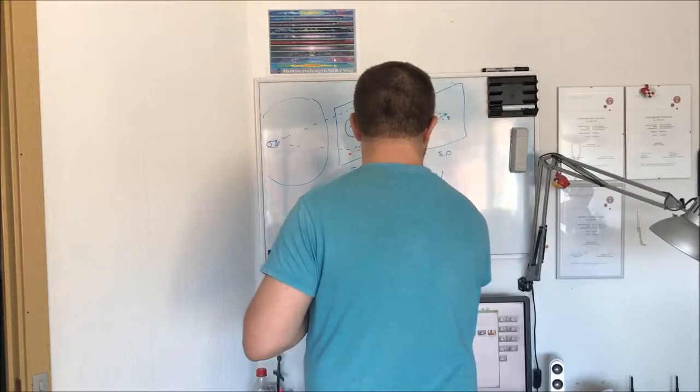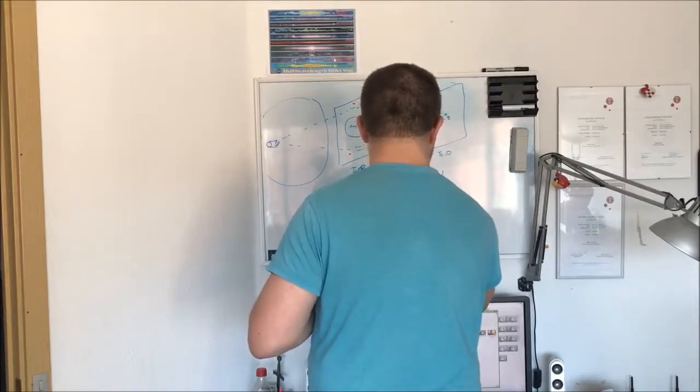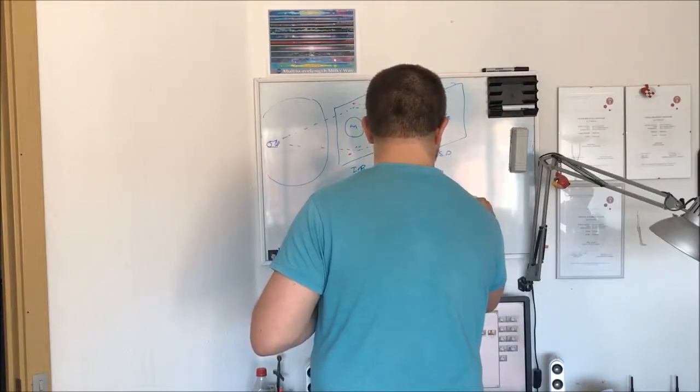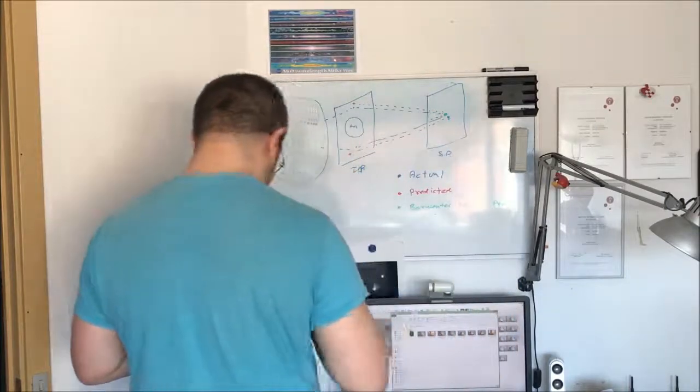So green is the barycenter of the source predicted. So it's still predicted. All right.